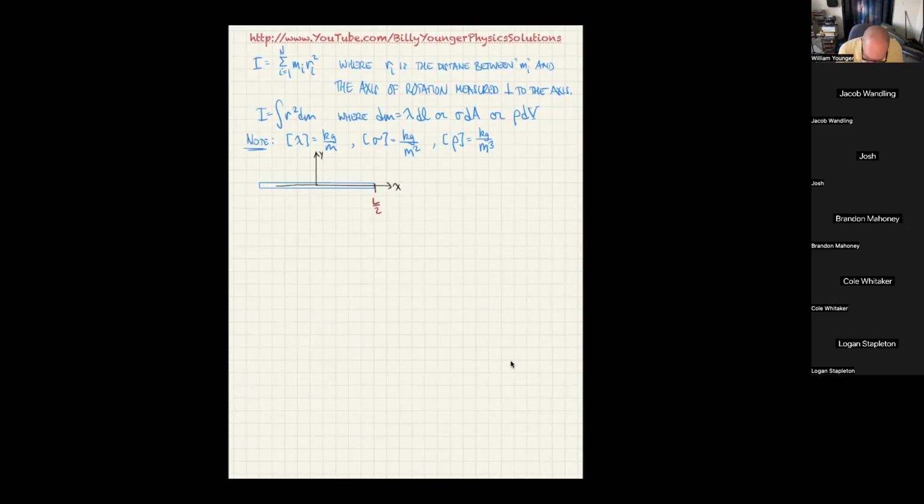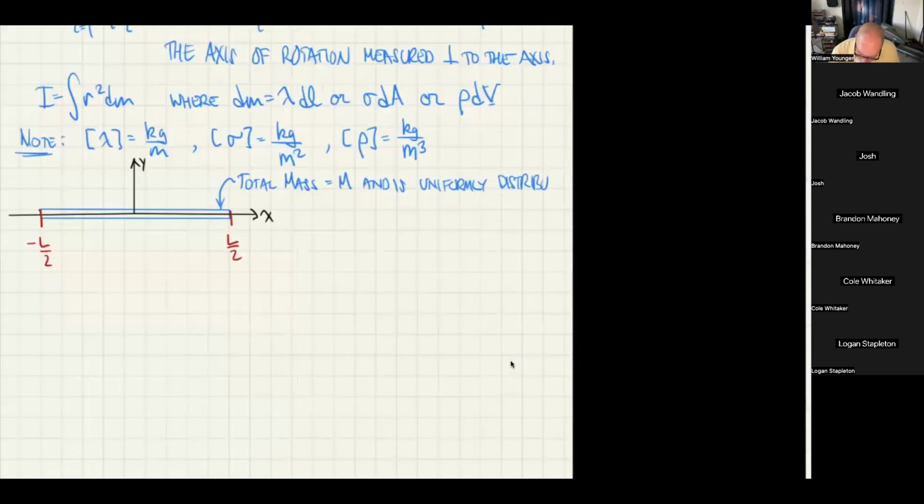And I'm going to say that one is at negative L over 2. And we're going to assume we know L. And I'll also say that it's uniformly distributed mass, total mass equals M, and is uniformly distributed. Okay, that went badly because I wrote my I so small that it got run over.